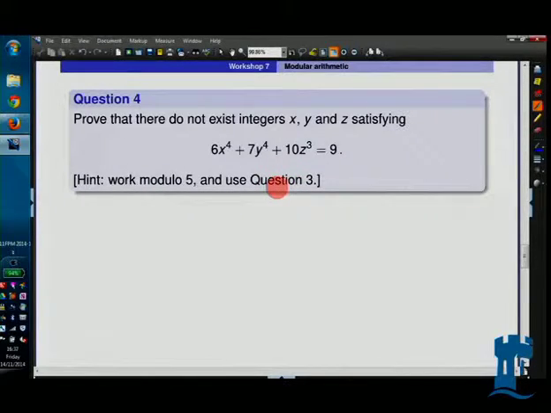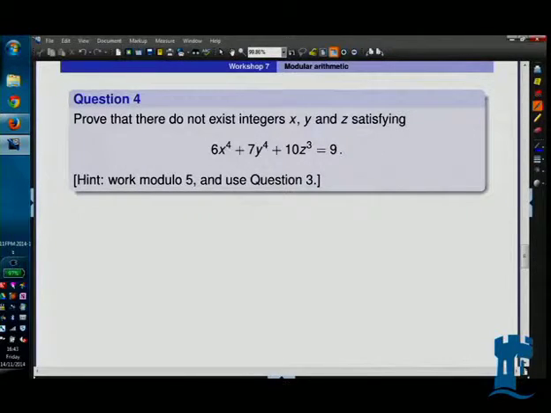So I'm going to pause the capture and see if people have got some ideas what to try here. You can either do it by contradiction, or just show that there are only a few possibilities for what the left-hand side could be modulo 5, and that they couldn't possibly be 9 or 4. Okay, I'll give you a solution to question 4.